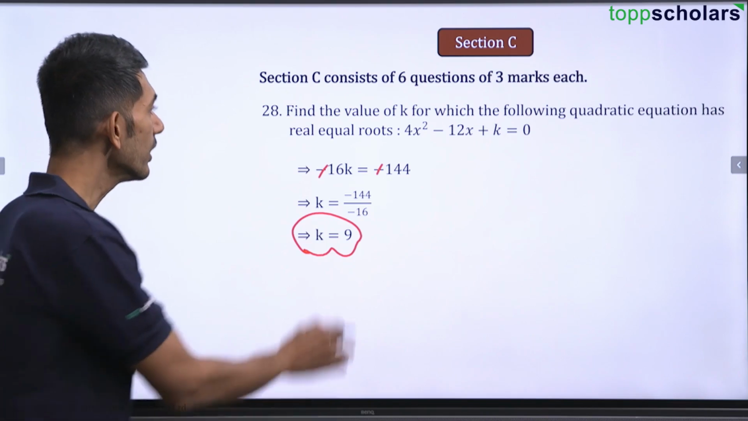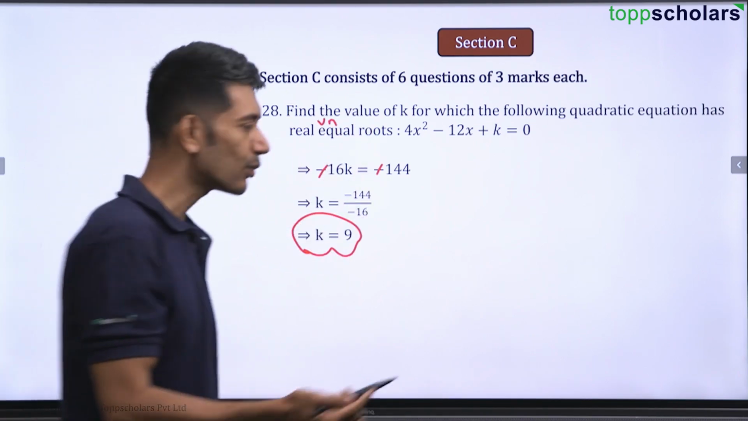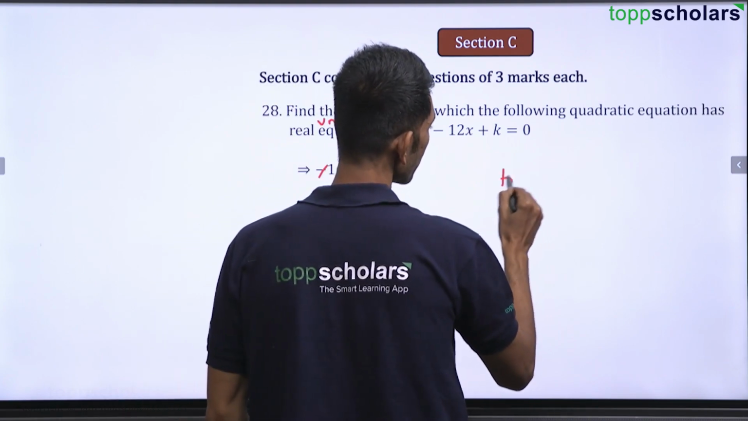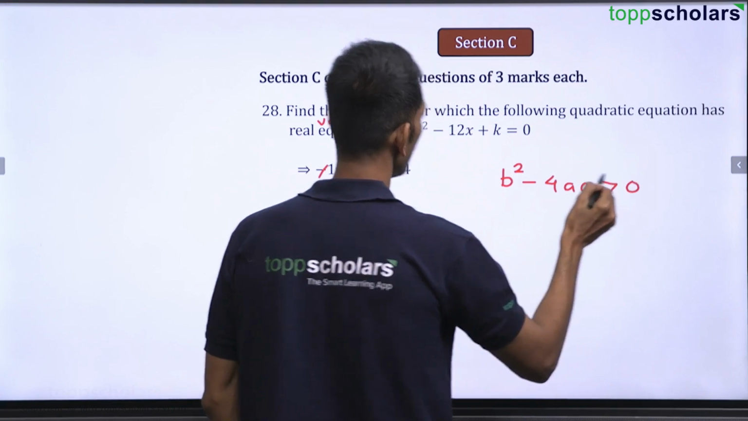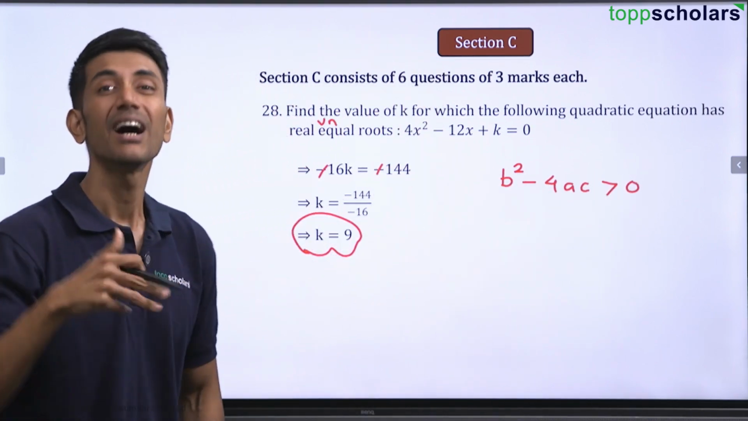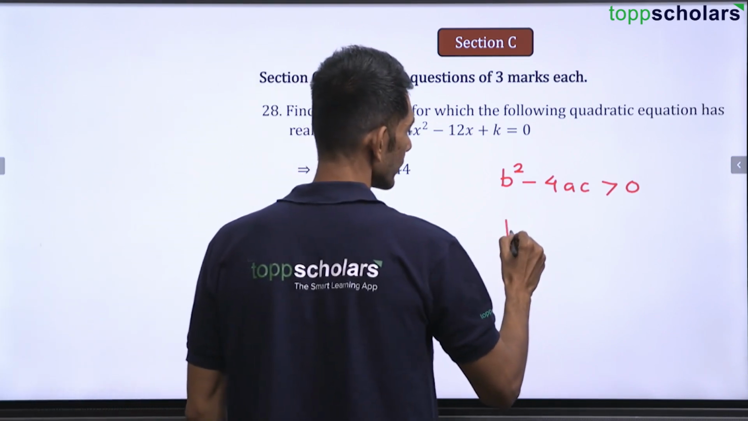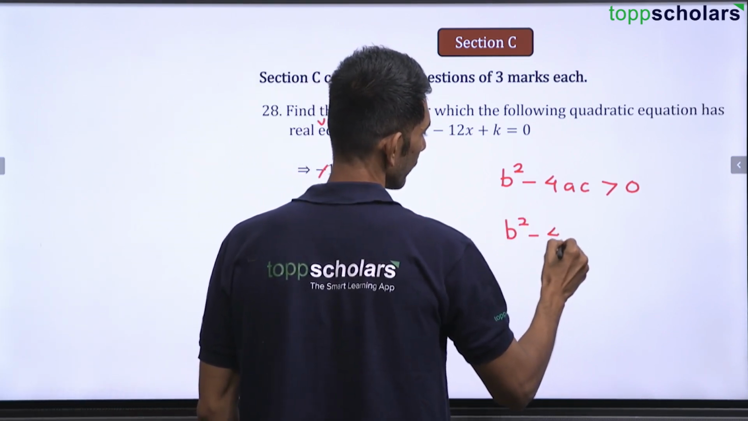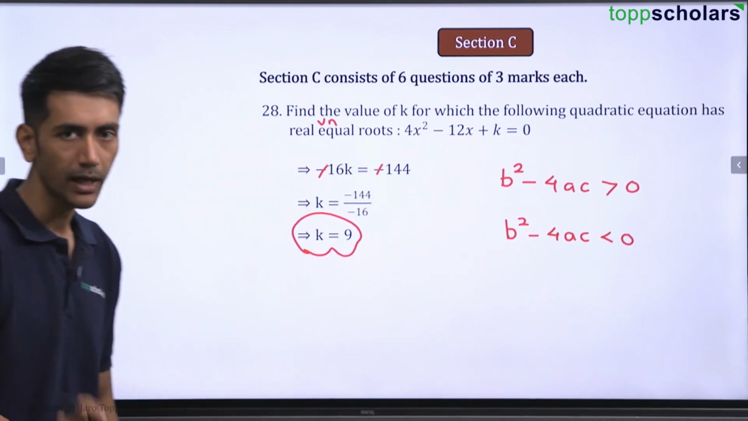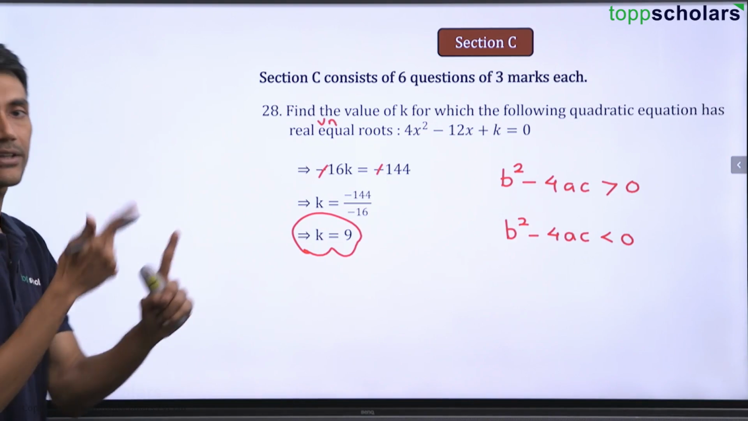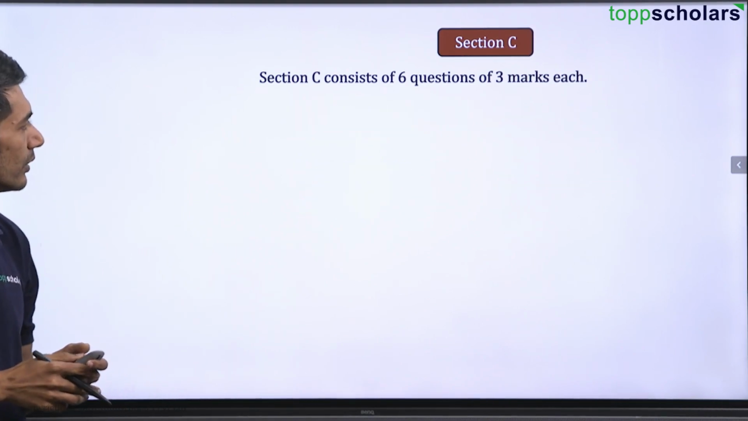If they give you real unequal roots, you will write down b square minus 4ac greater than 0. And if they give you unreal roots, we'll write down b square minus 4ac less than 0. I hope this is clear. When to take greater than 0, when to take less than 0, and when to take equal to 0.